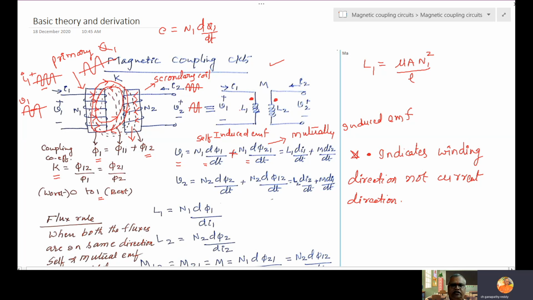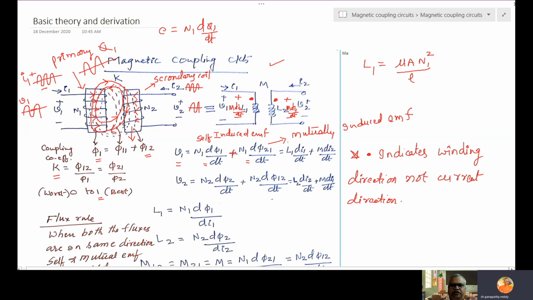So using the dot sign convention, how do we write the expression for V1? Here I1 is entering at the dot, sensing at the dot. So what value do I get here? M di1 by dt. Then I2 is entering at the dot, again sensing at the dot. What do I get here? M di2 by dt. Now we have to write the expression for V1.